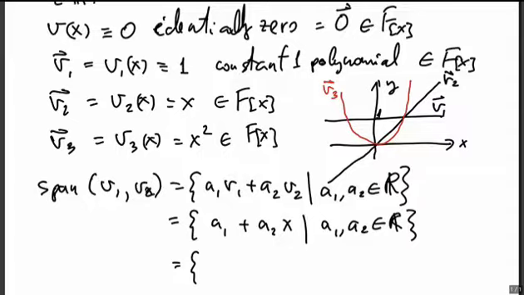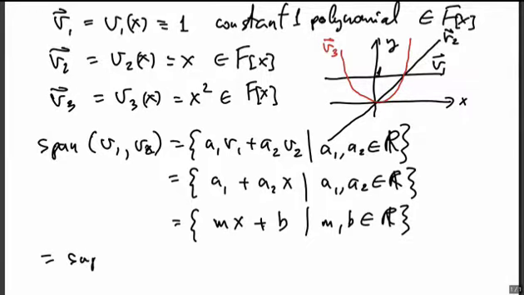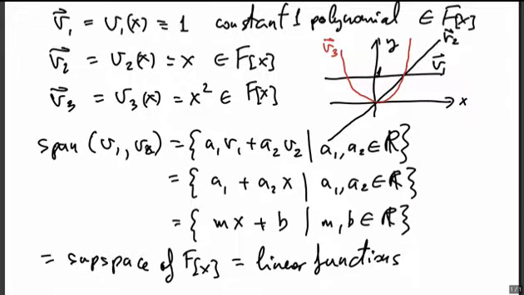If you denote a2 with m, and first write it down as mx, and then the other constant b, so here m and b are real numbers, then this span of v1 and v2 is actually a subspace of F(x), the polynomials. So these are special polynomials. These are linear functions or linear polynomials. All the linear functions can be written in this way, mx plus b. Well, there are other forms of linear functions, but this is the slope-intercept form.